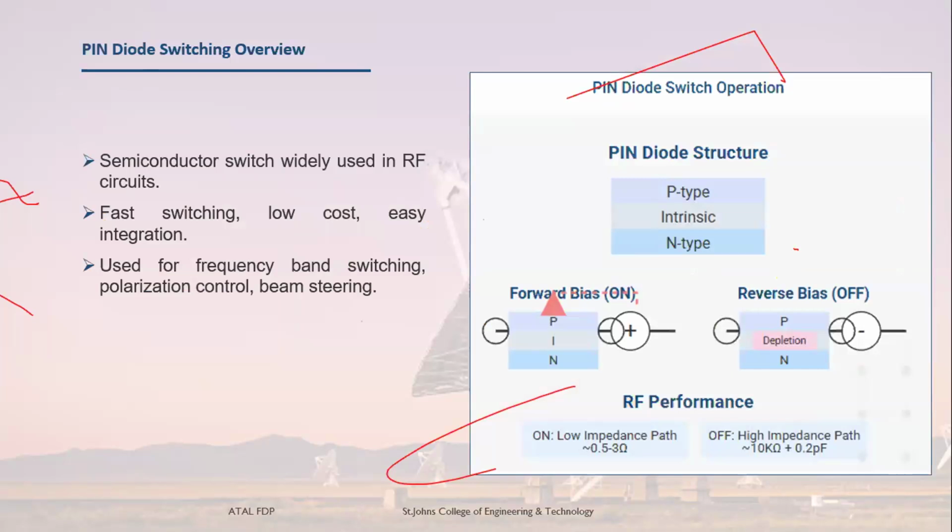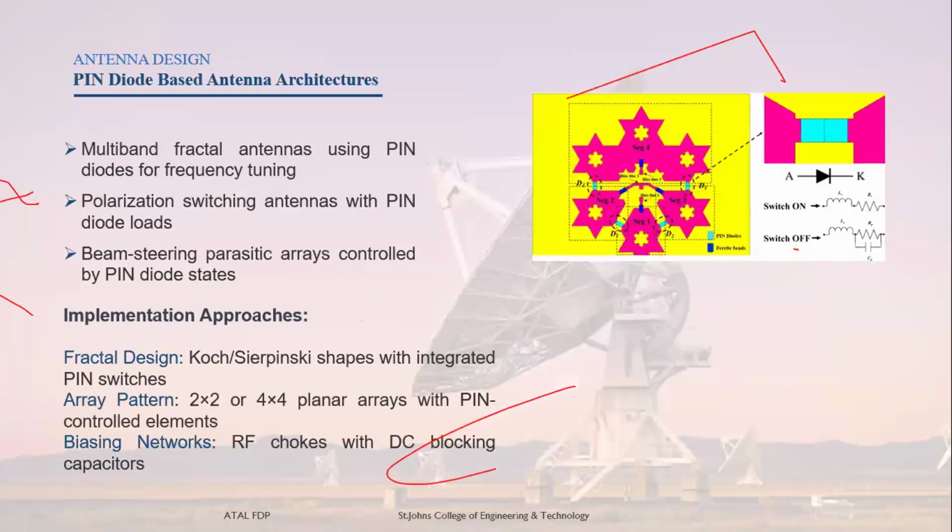Now, coming to the pin diodes, as I told, a pin diode has P-type, intrinsic and N-type regions. When it is in the on condition, the impedance is approximately 0.5 to 3 ohms. When it is in the off condition, the impedance is approximately 10 kilo ohms. Now we have seen how my MEMS switches are used to control the frequency of operation. Now, let us look at pin diodes.